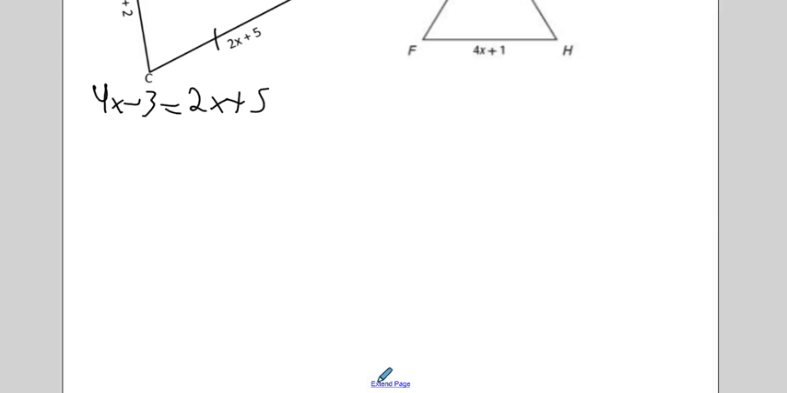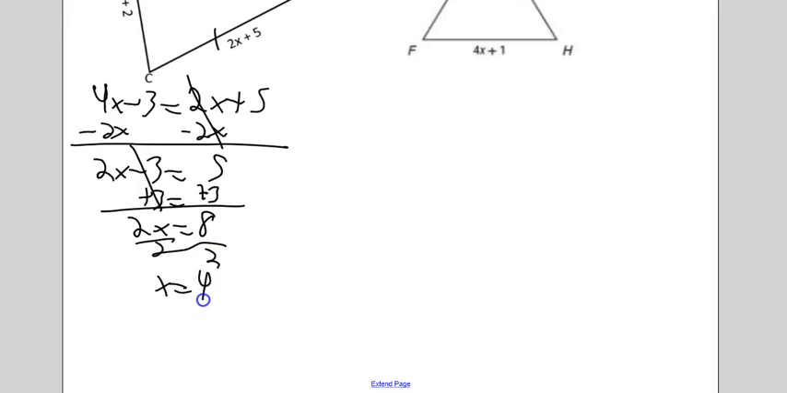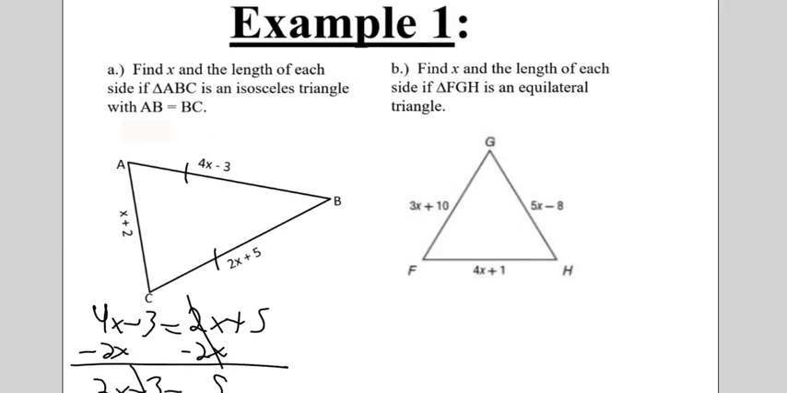So now we're trying to solve for x. I like to keep my x's positive, so I'm going to subtract 2x. That's going to give me 2x minus 3 equals 5. Then I'm going to add 3 to both sides. 2x equals 8. Divide by 2. X equals 4. Let's see what the directions said.